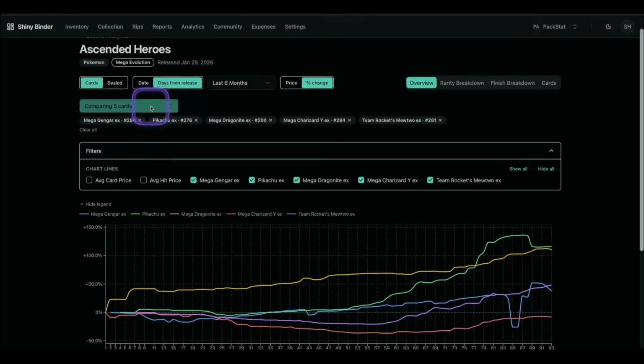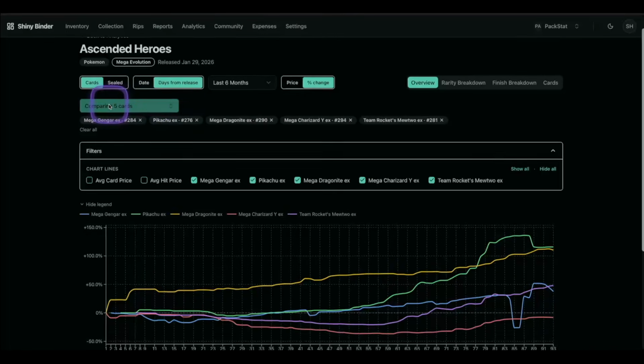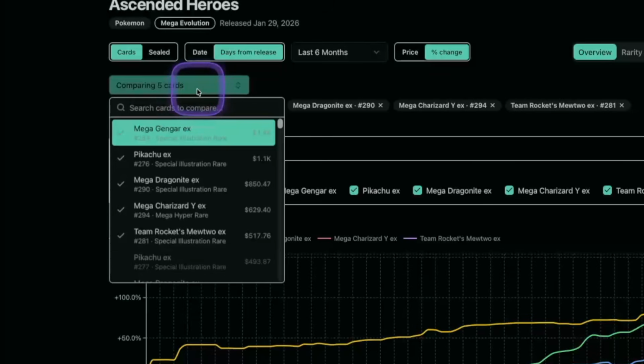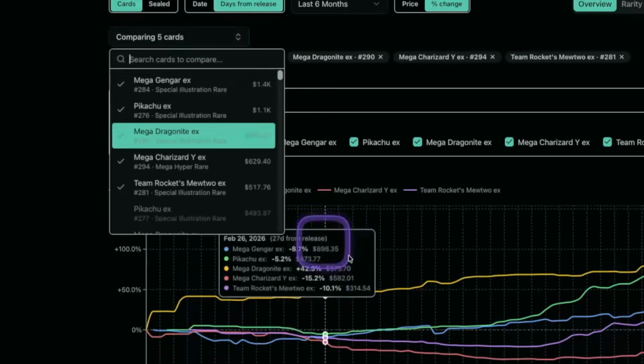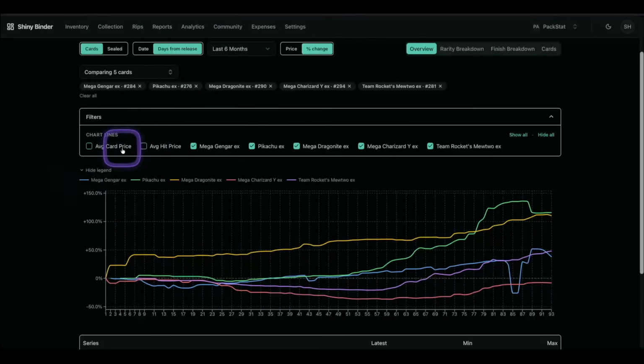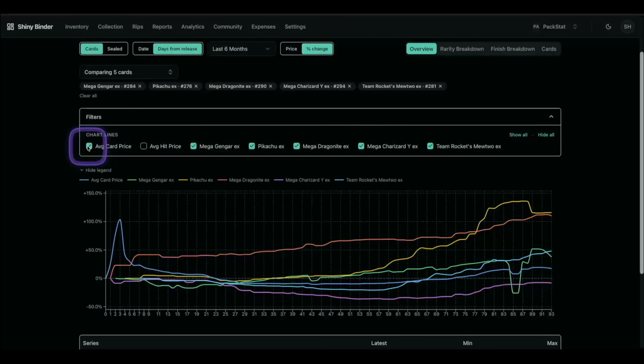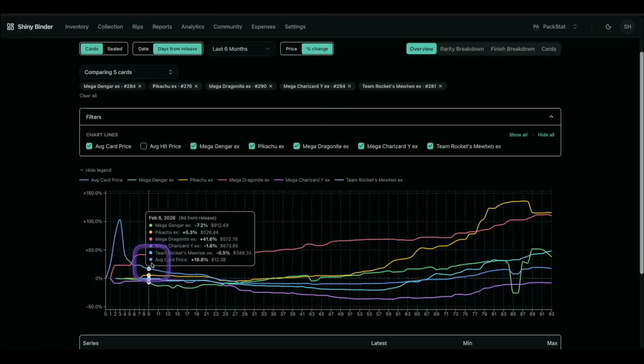The final feature I'm going to show you for our chart is this. It's a comparison toggle or menu. You can compare up to 5 cards on this chart, in addition to seeing the average hit price and the average card price. So the average card price, if I click this here, it adds this blue line.